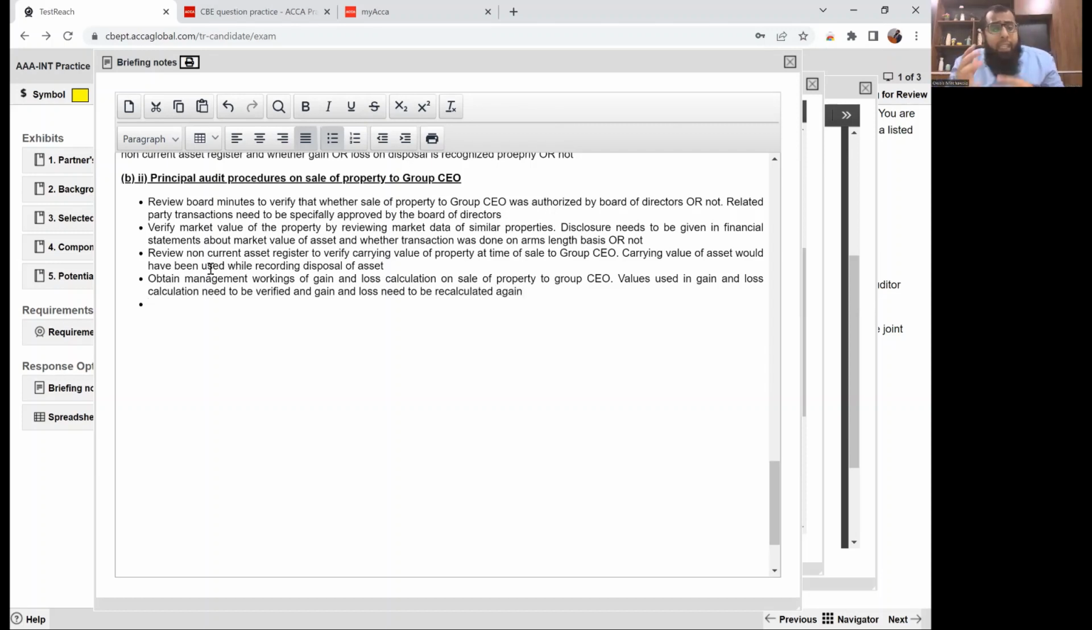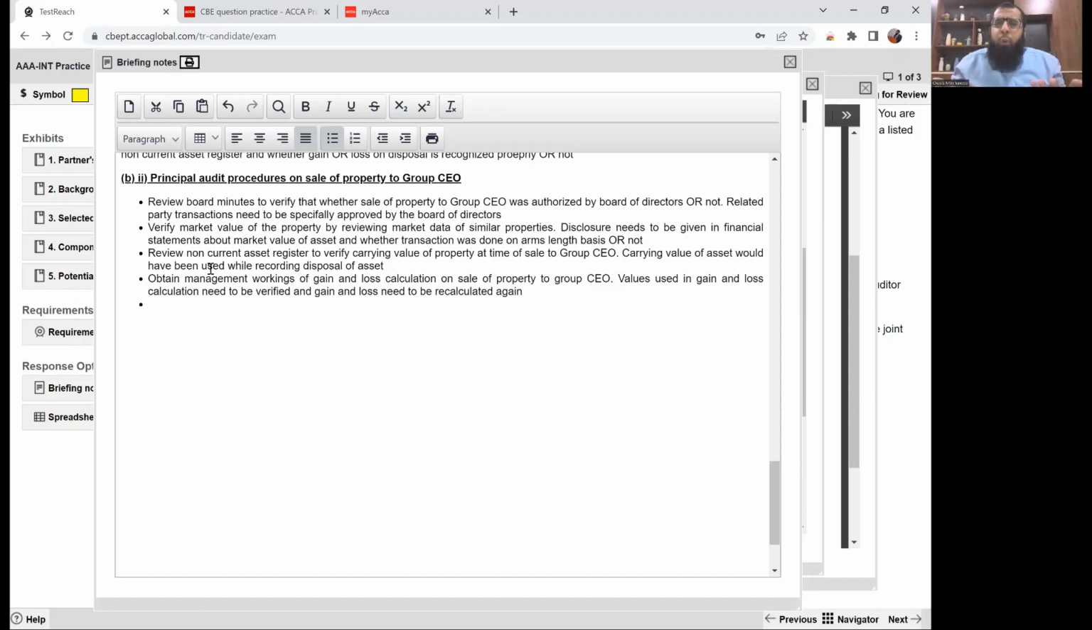So just think about the principal audit procedures. Now, many students ask me, sir, we are not able to think of the procedures, what should we be doing? Just think about the transaction, think about the treatment, and the points will start coming into your mind. We are disposing of the asset, so we need to look at the carrying value. So let's go and verify the carrying value. We need to look at the gain and loss. We need to look at the market value because it will be included in the disclosure. We need to look at the approval.